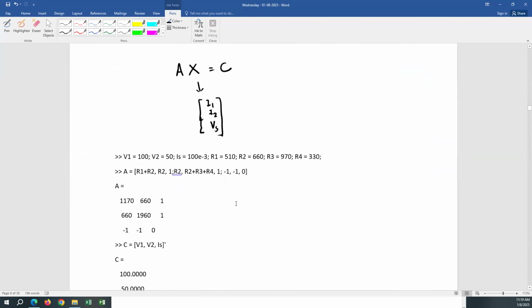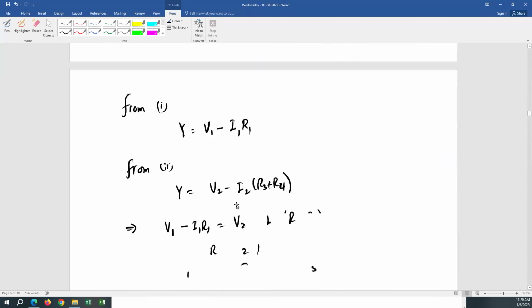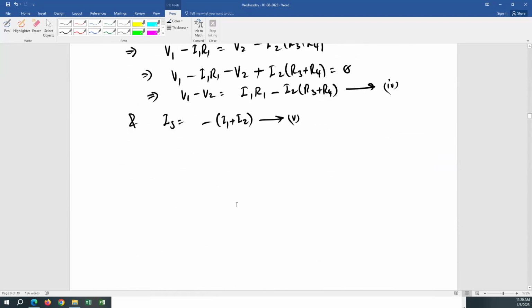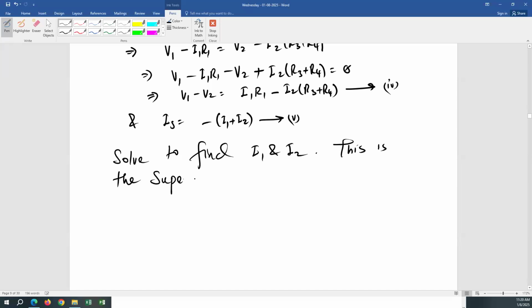Okay, so we have about 10 minutes left. Let's do one quick problem. So this is going to be solved to find I1 and I2. This is the super mesh case.